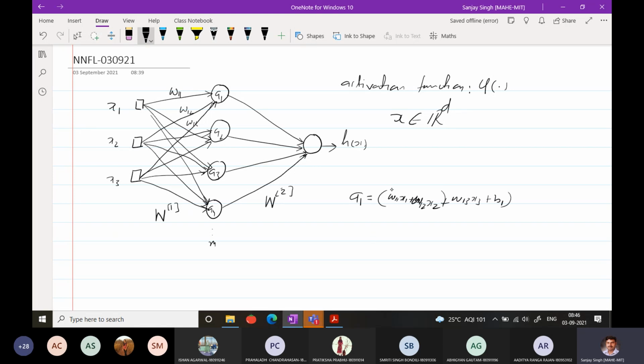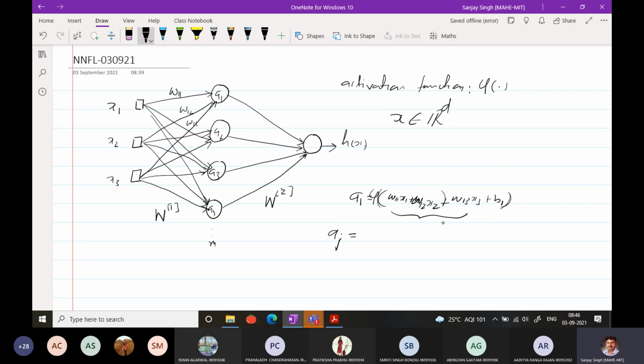Perfect. Now if I'm writing like this, is it possible for me to generalize this? Can I write a generic expression? Do you mind if I write Aj equal to, and not only this, phi has to be there. Am I right? Because this entire thing goes into the activation function.